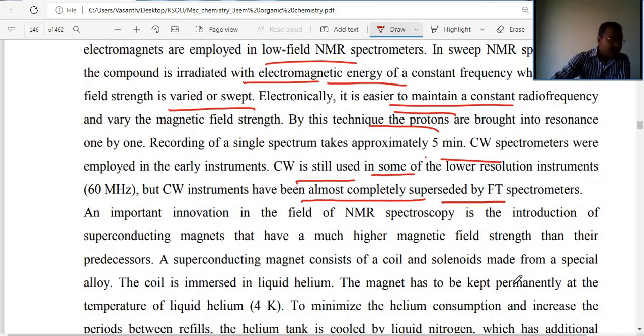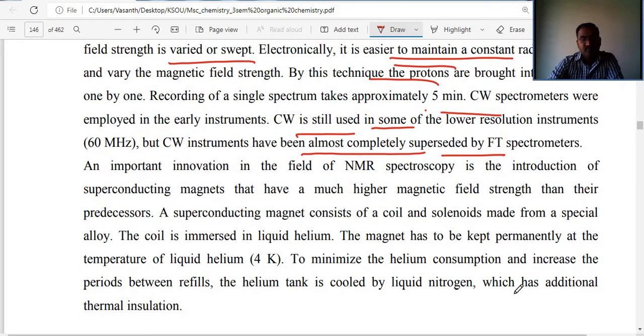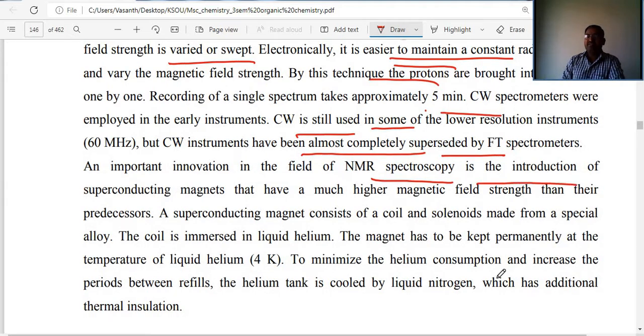An important innovation in the field of NMR spectroscopy is the introduction of superconducting magnets that have a much higher magnetic field strength than their predecessors.